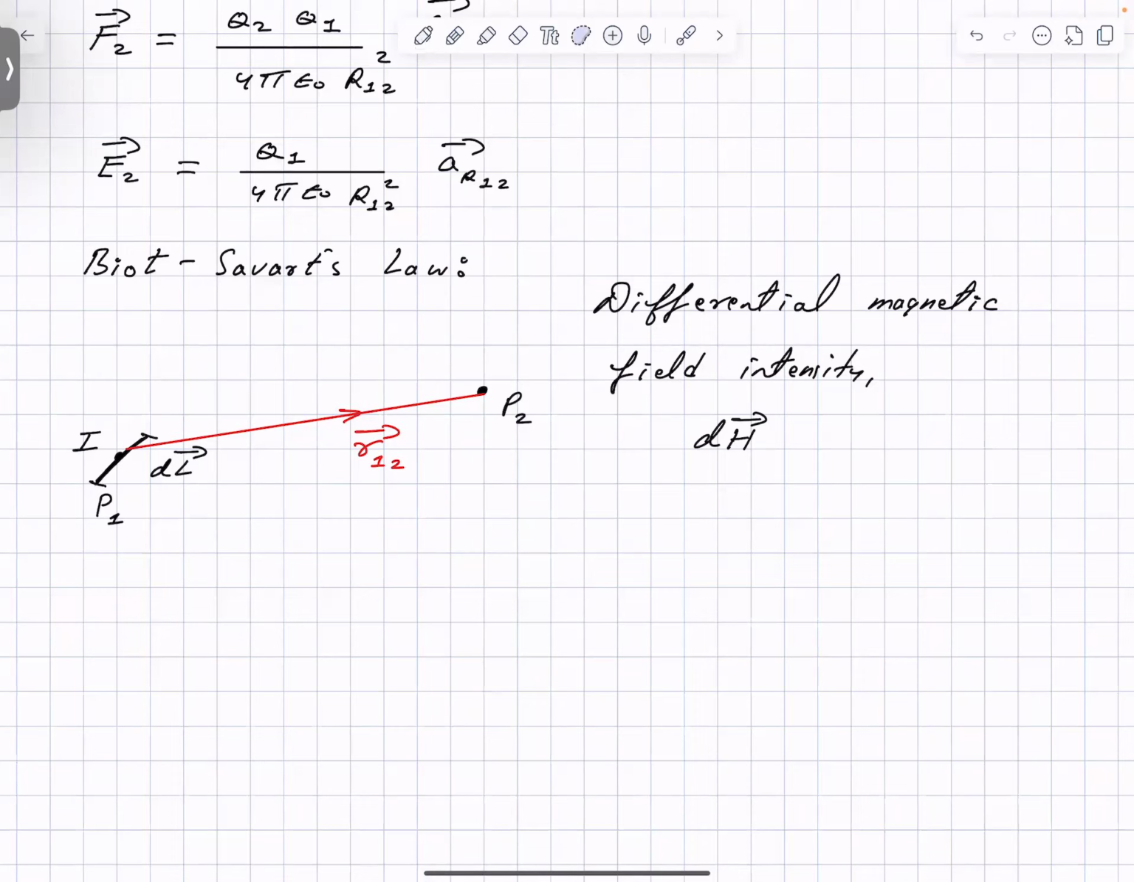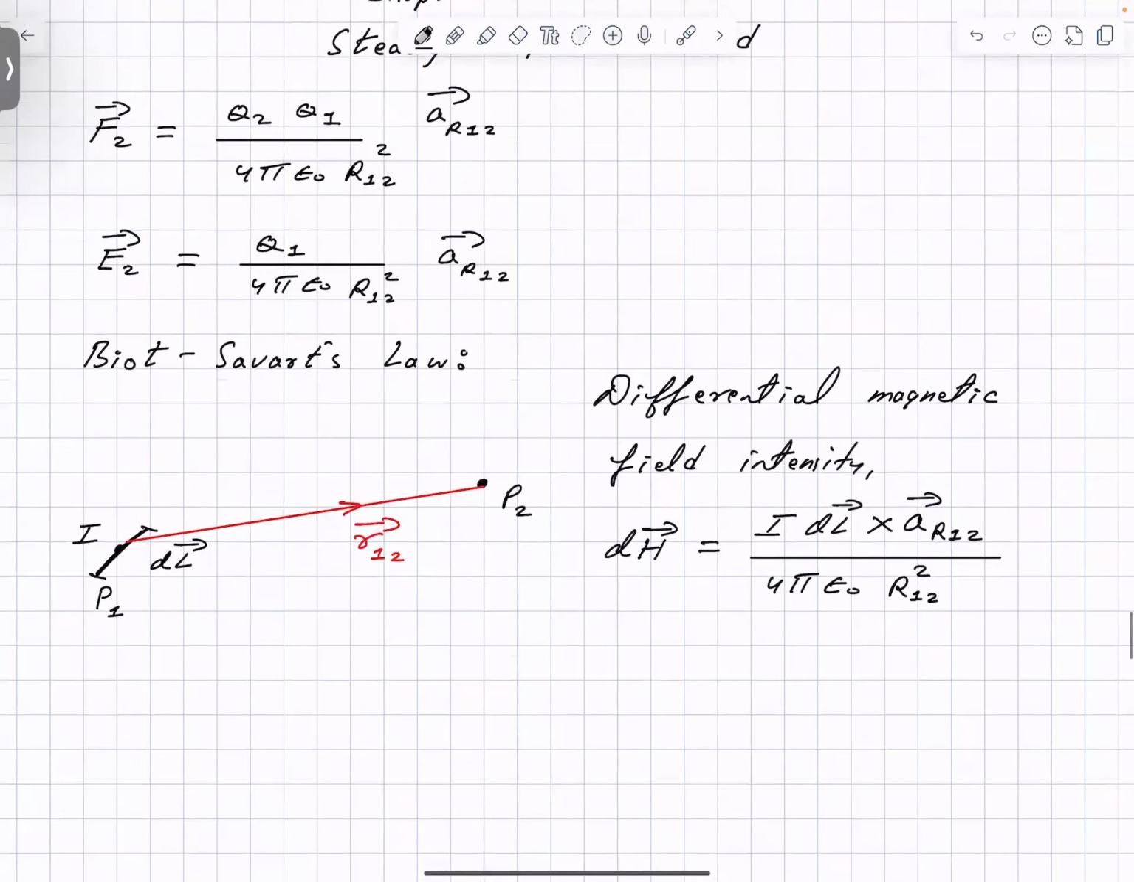So it is equal to the current, that displacement, differential length, dl, it will have a certain direction, over 4 pi epsilon naught R12 square.